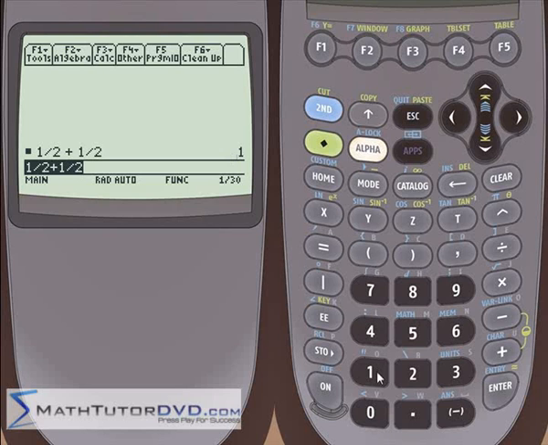What if you have 1/4 plus 1/4? The calculator is going to add them together and get 2/4, but it's not going to stop there. It's going to take 2/4 and it's going to simplify that and give you 1/2.